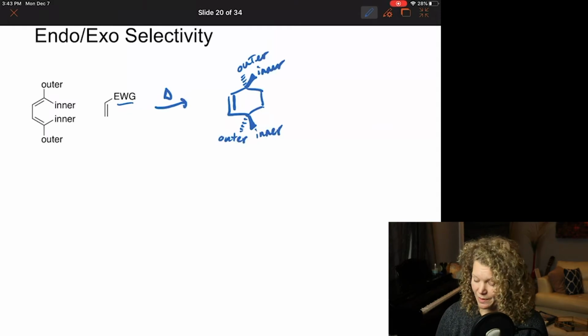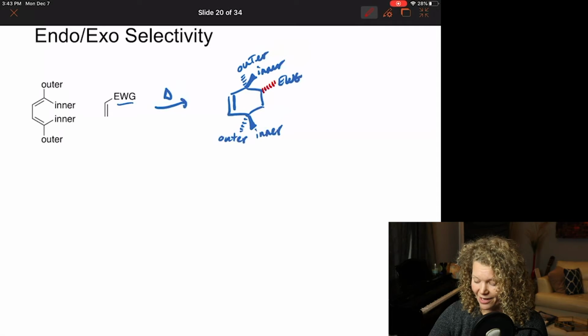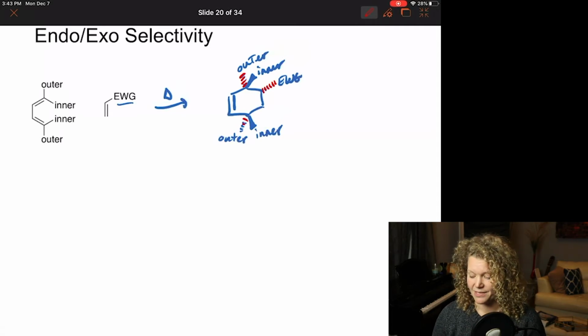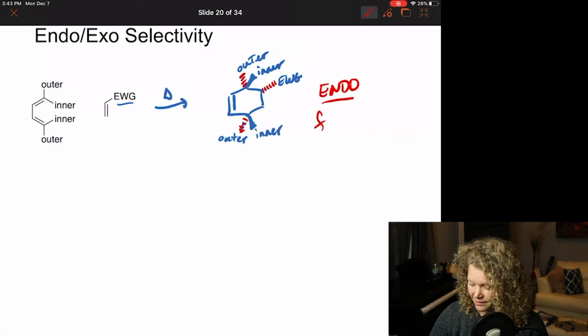And the inner groups will be coming forward, which means that our electron withdrawing group needs to be going the same way that our outer positions are going, okay? Same side there. This is our endo product, and this is favored, kinetically favored.